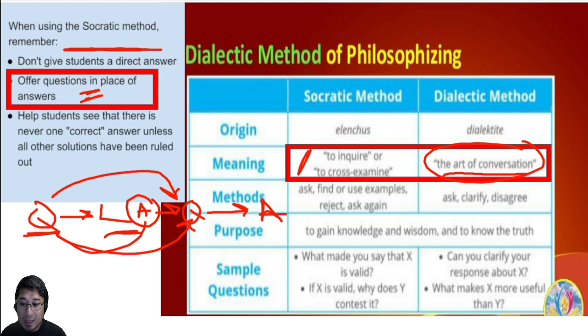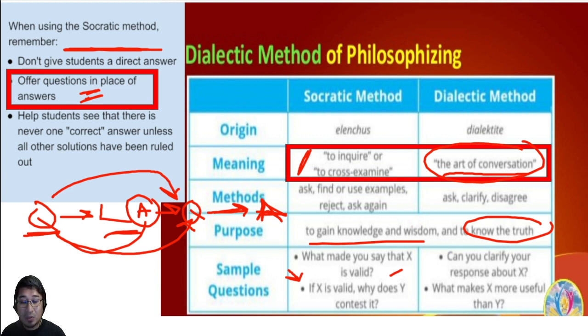Hanggang sa marating nila yung appropriate answer na kung saan pwede silang mag-gain ng knowledge, settled knowledge, and then settled wisdom. Settled truth. Andun na yung settled truth. Sample questions as stated here, what made you say that X is valid? If X is valid, ito yung supporting question. If X is valid, why does Y contest it? So, andun yung patuloy. It's a continuous process of filtering.